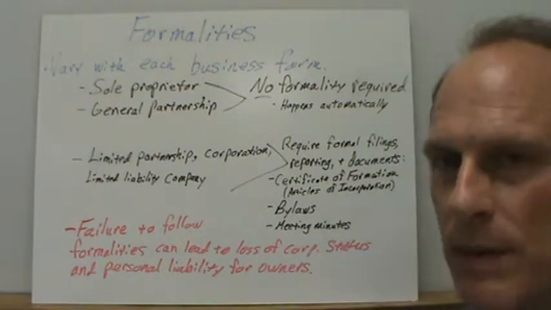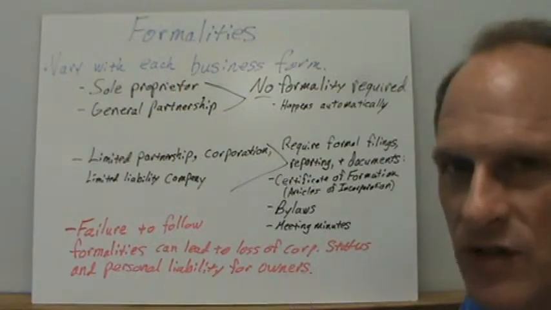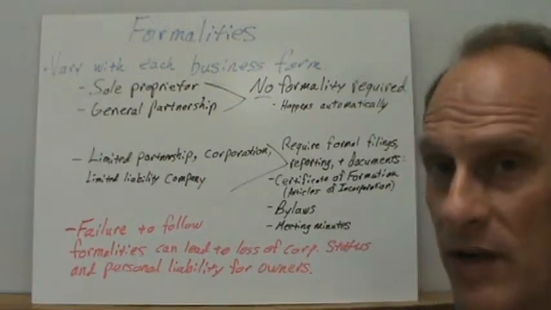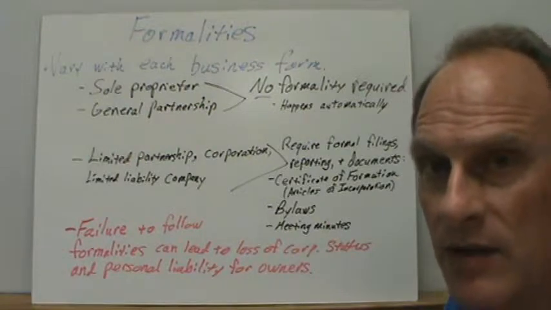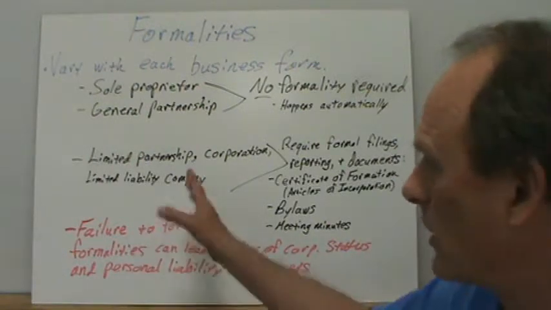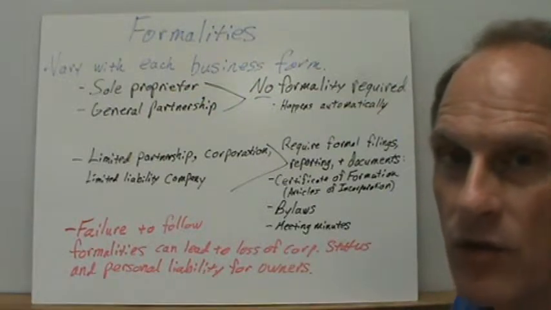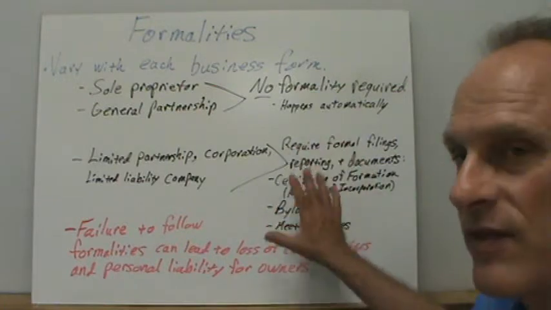You're going to be preparing a certificate of formation, or in some states still may be called articles of incorporation, to form the entity. You've got bylaws that state how these entities will operate. And you've got minutes of meetings of the owners that may be called shareholder meetings or members meetings. So there's a lot of formality here.